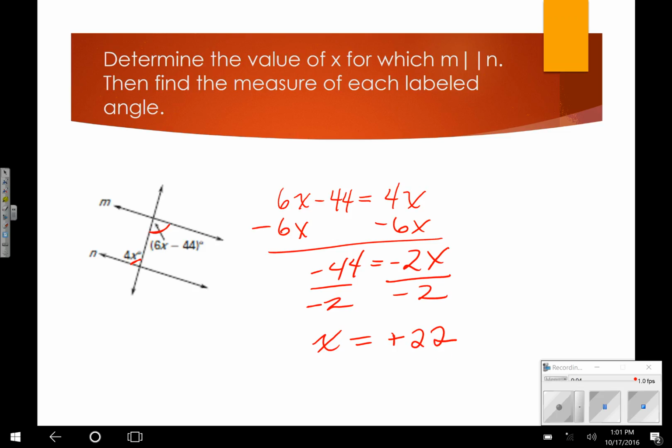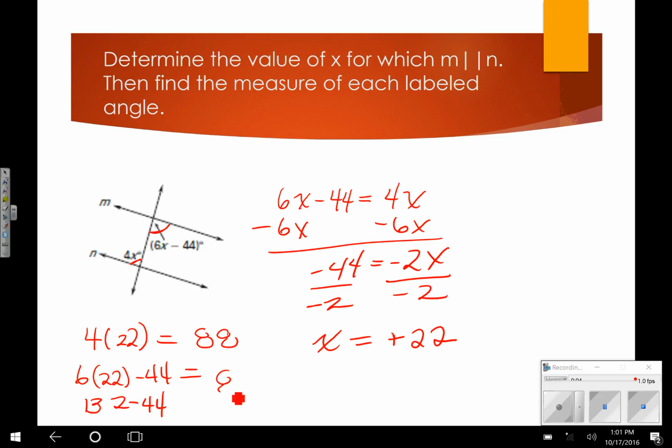And if I want to find my 2 angles, 4 times 22 is 88. And then 6 times 22 minus 44 is going to be 132 minus 44, which is going to be 88, because they're alternate interior and they're congruent.